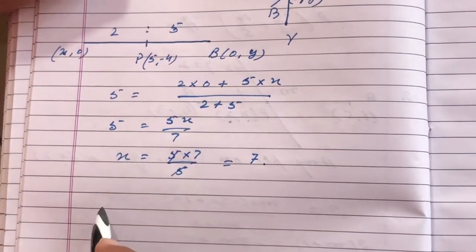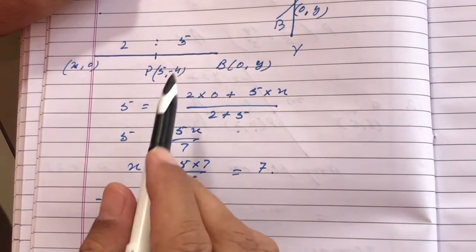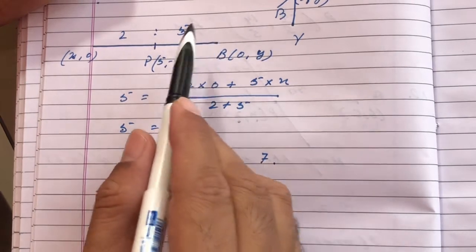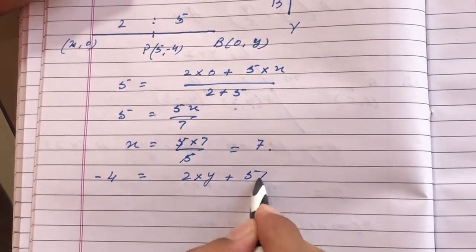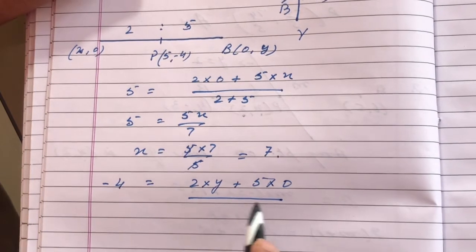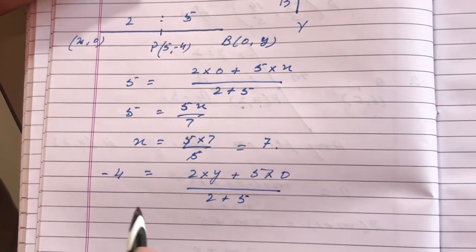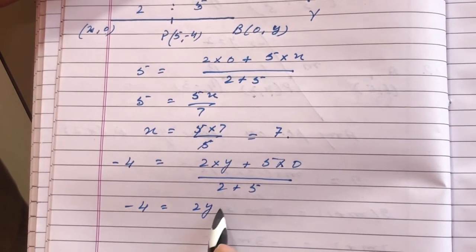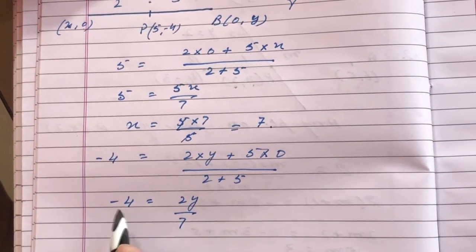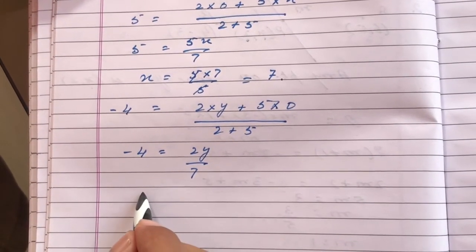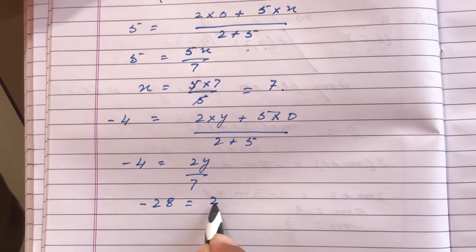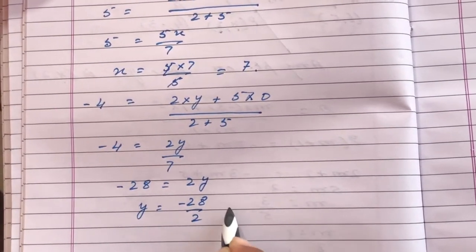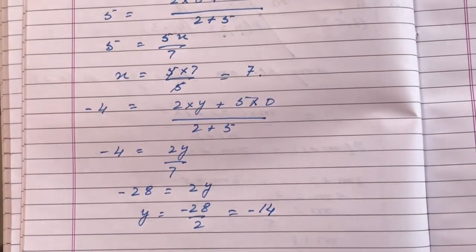Then -4 is equal to m1 y2 plus m2 y1, 2 into y plus 5 into 0, same formula everywhere, upon m1 plus m2. So -4 is equal to 2y plus 0 upon 2 plus 5, 7. So 7 into -4, -28 is 2y. Y is -28 upon 2, or -14.